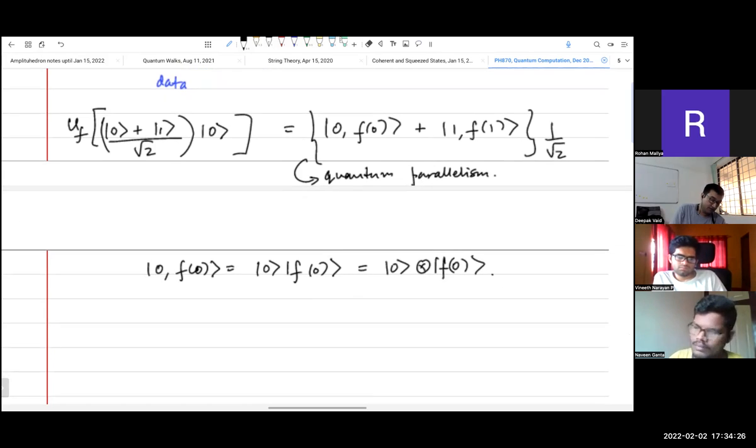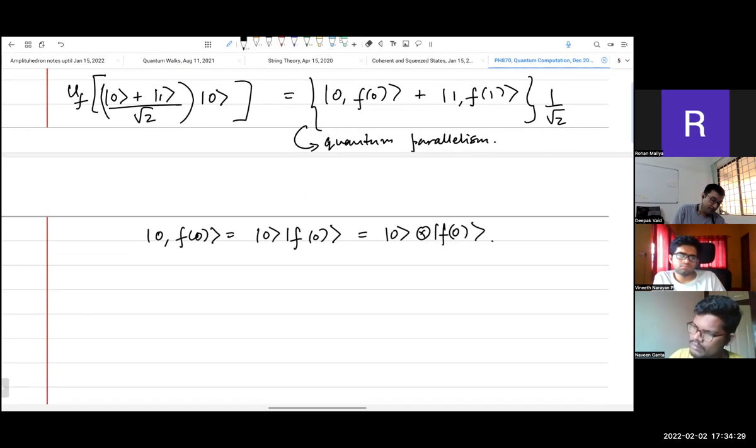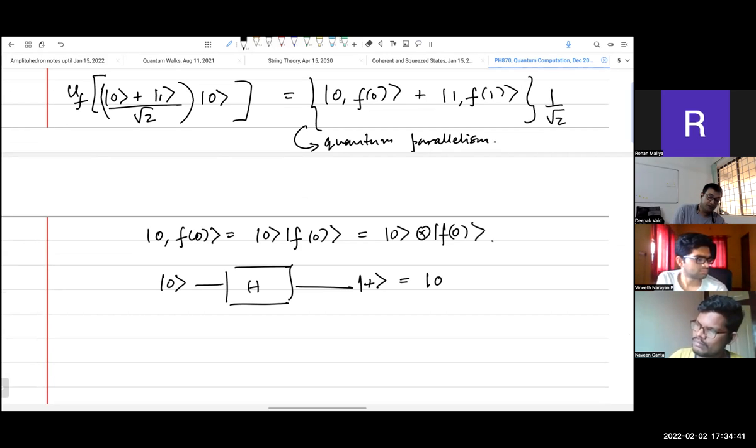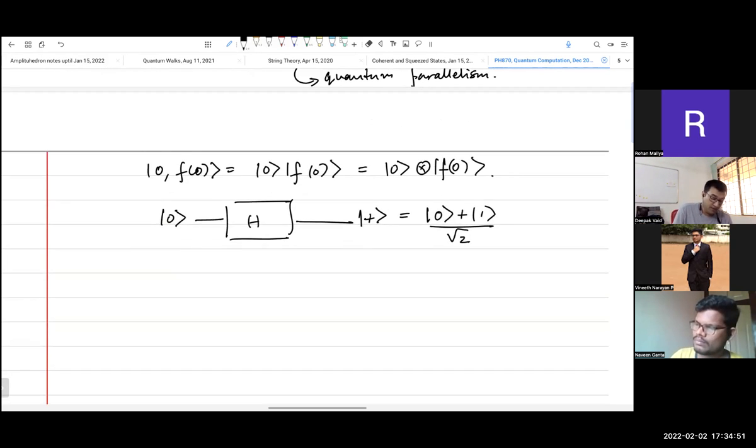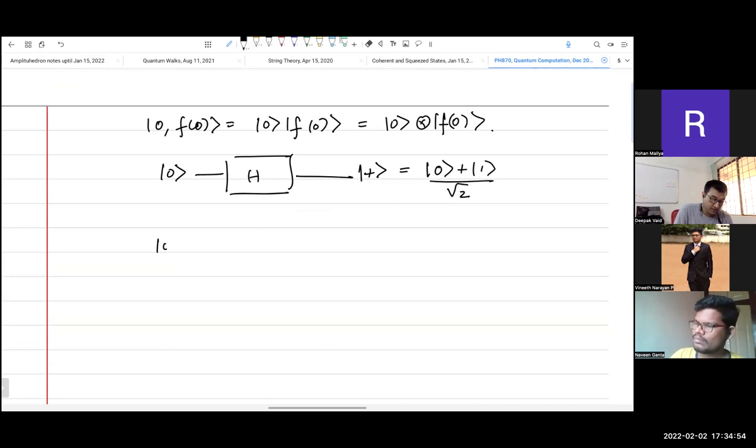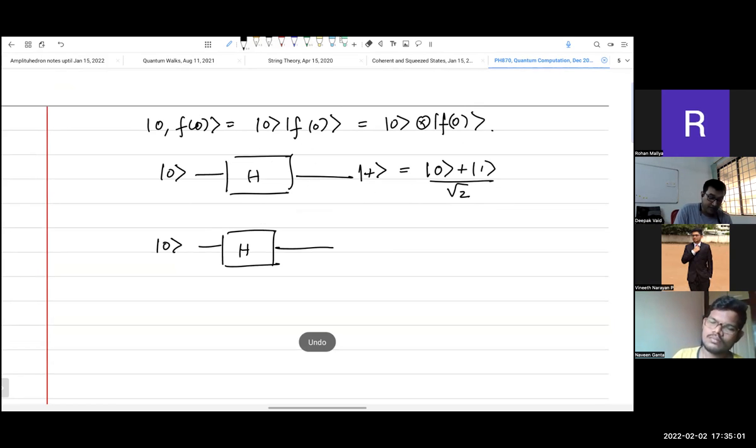Now, how do we get the plus state? If you remember, if we act with a Hadamard gate on the 0, you get the plus state. Okay. Now let's do something a little bit more interesting. Let's take n qubits.